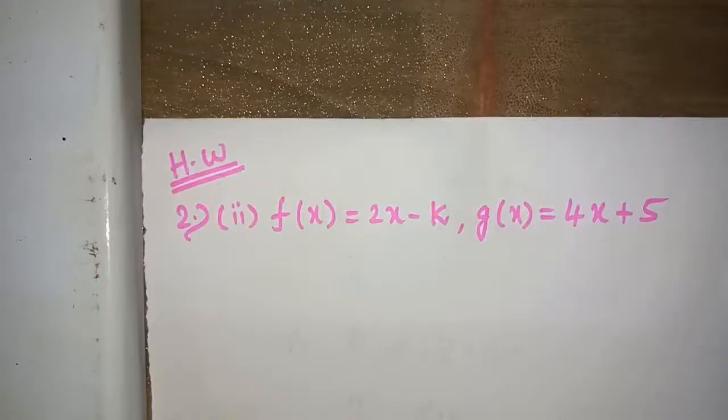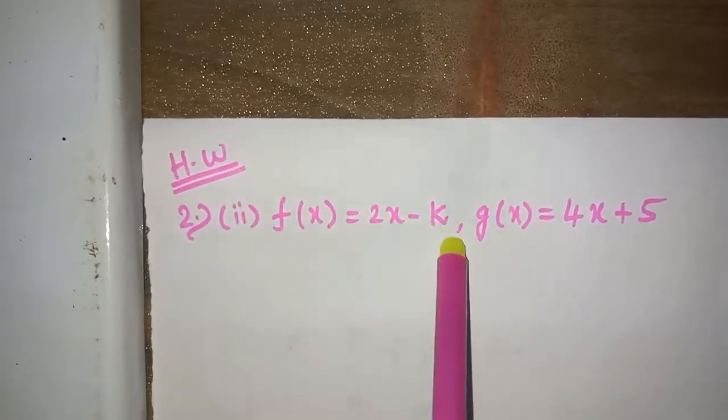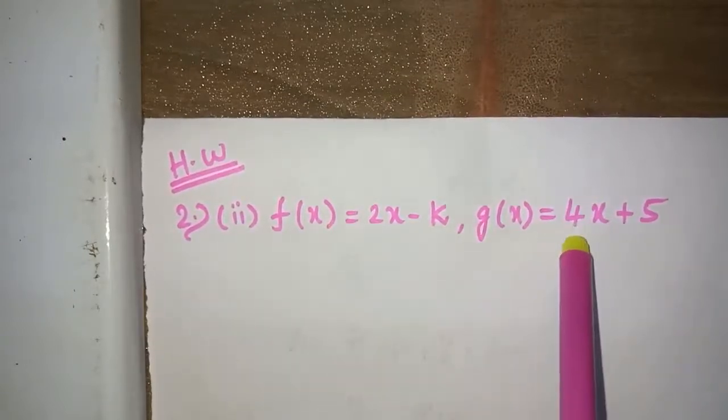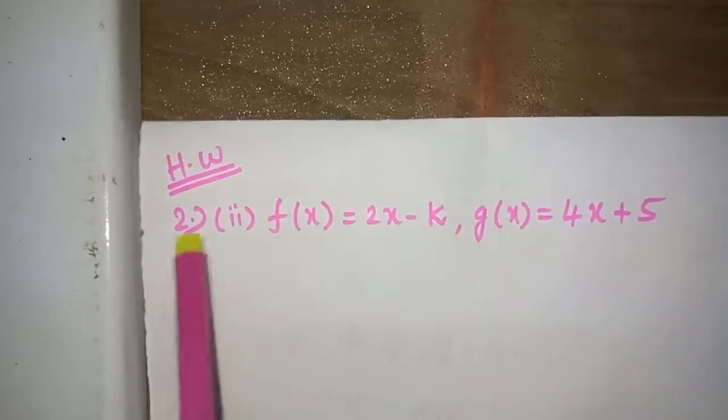Then second question of second subdivision. The question is f of x is equal to 2x minus k and g of x is equal to 4x plus 5. This is your homework.